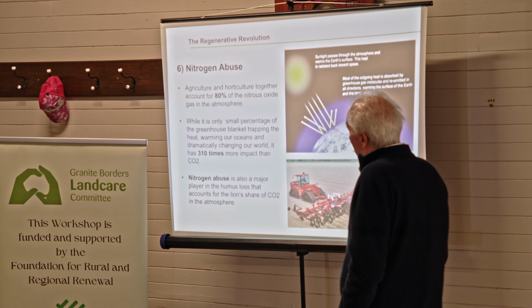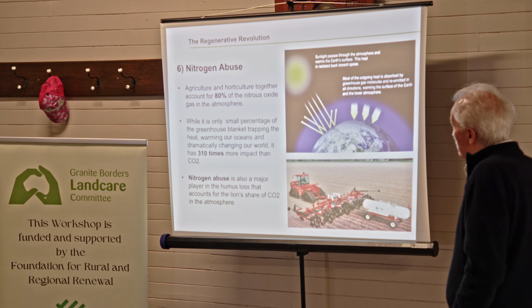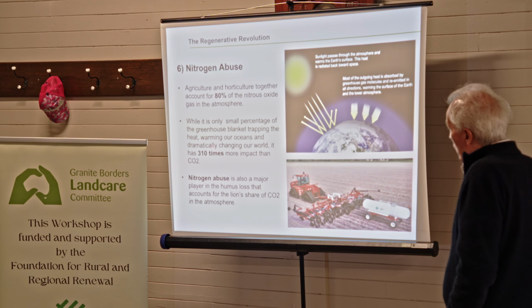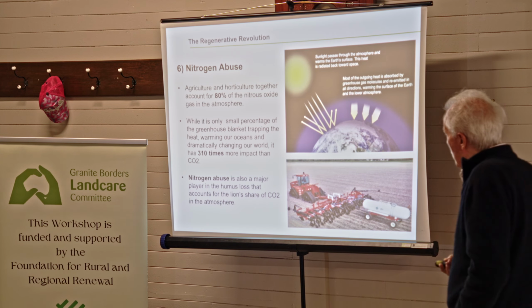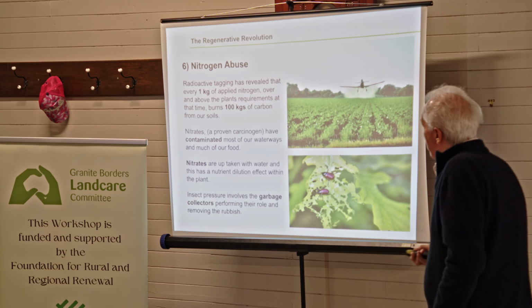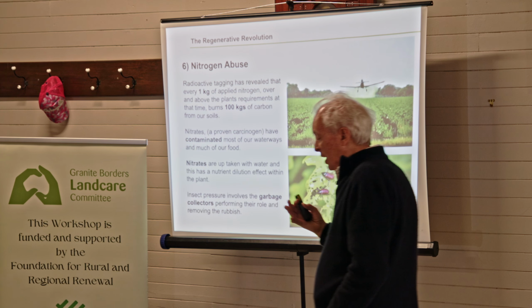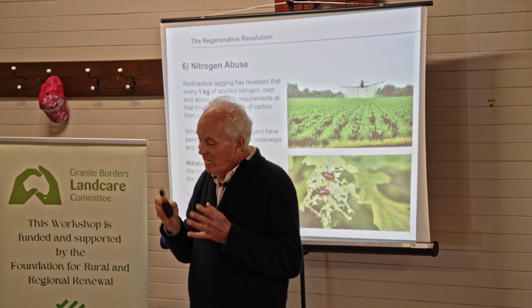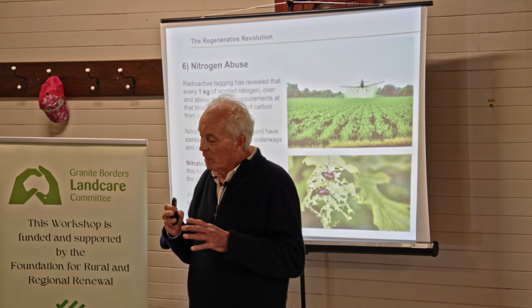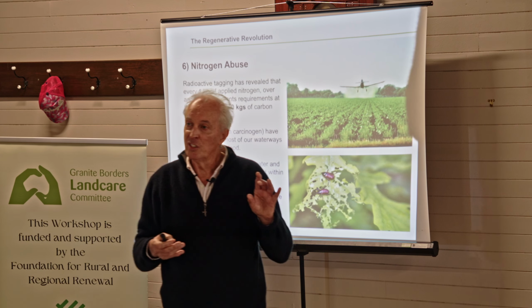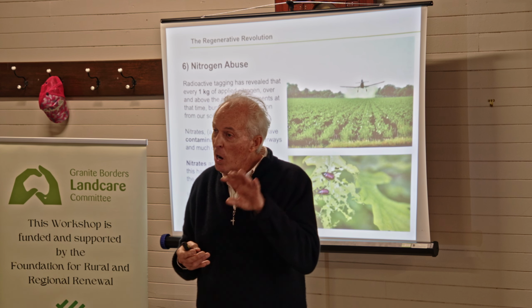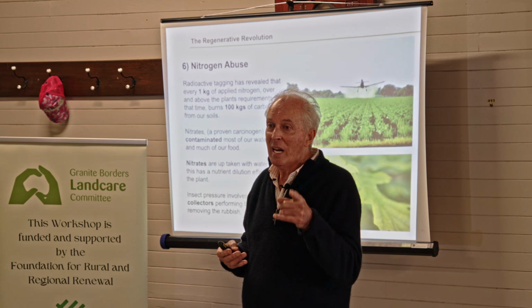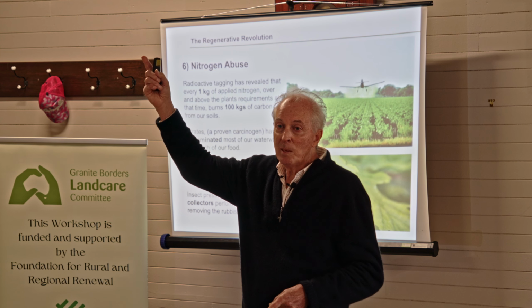Nitrogen abuse, as we mentioned, is the most abundant mineral in the plant. We mentioned it being 310 times more thickening and 80% of it coming from agriculture. We've actually shown that it's not just the nitrous oxide. We've shown that by radioactively tagging nitrogen, for every kilogram of applied nitrogen that you've applied over and above what the plant needs at that time, you burn 100 kilograms of carbon from your soil that ends up in the atmosphere.